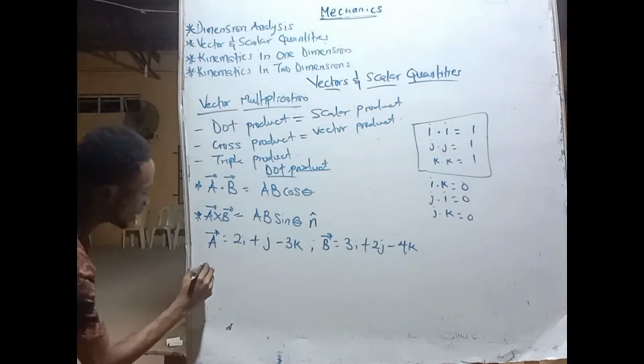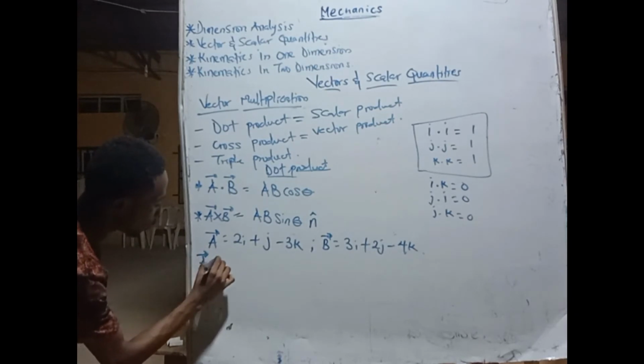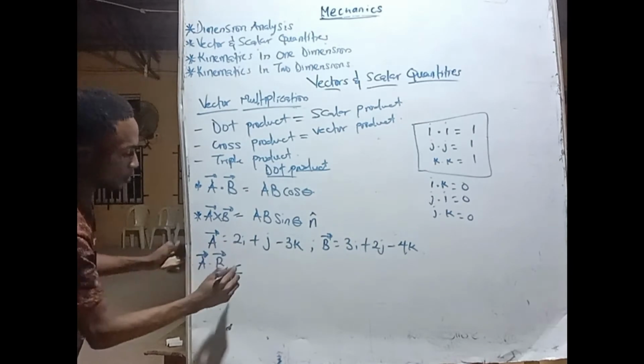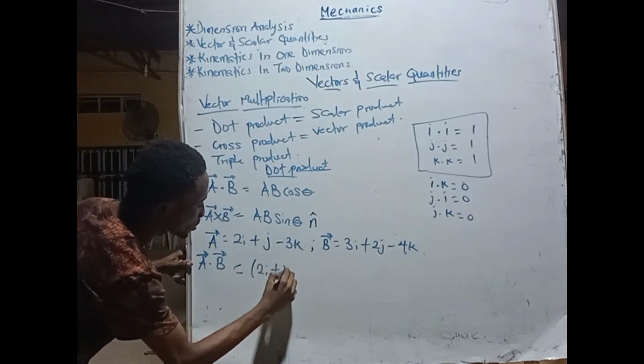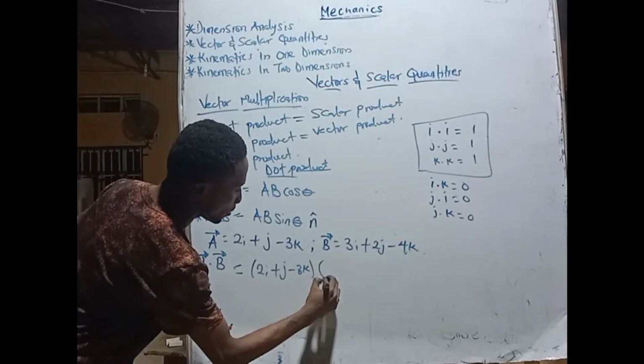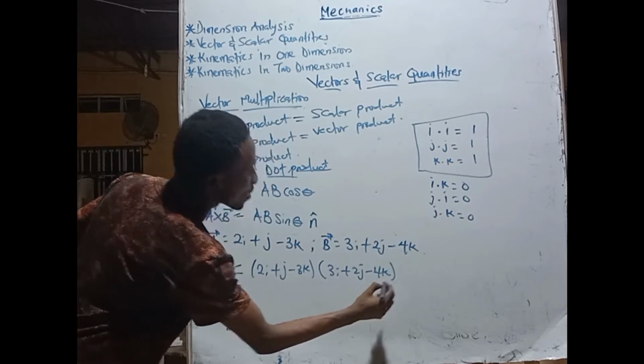We want to solve for A dot B. A is 2i plus j minus 3k, dot B, which is 3i plus 2j minus 4k.